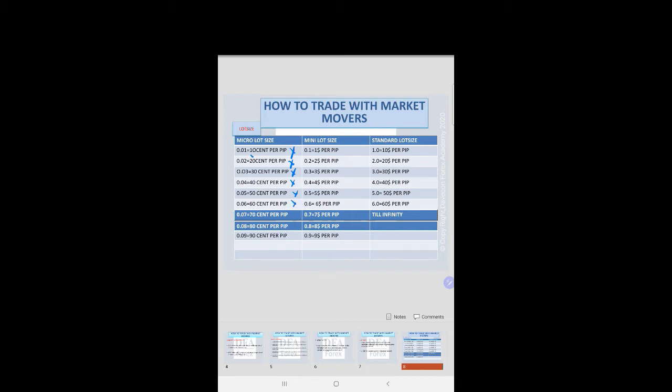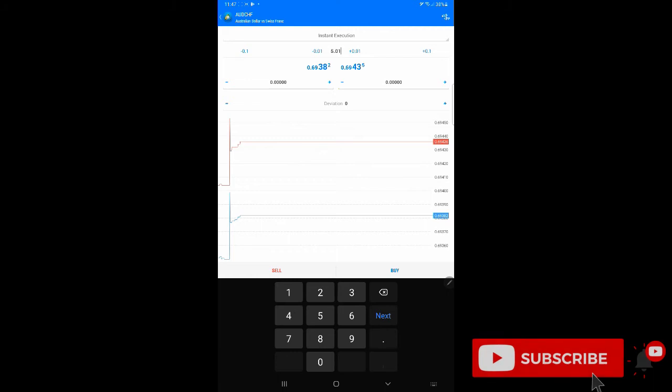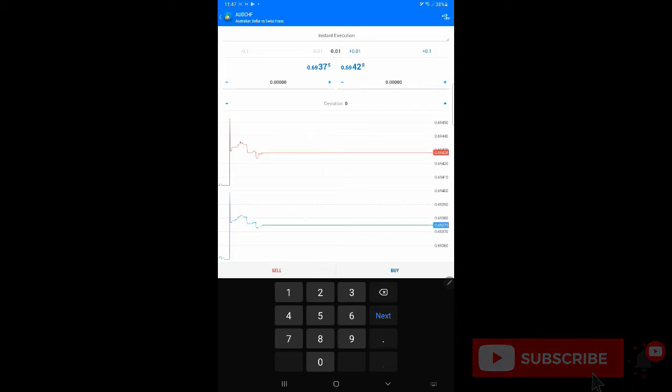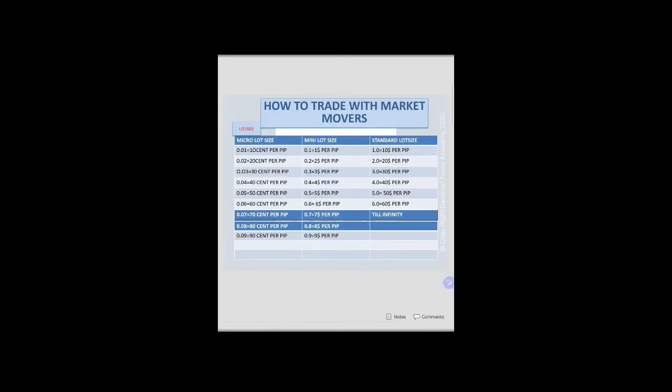All right, so meaning if I go to my MT4 and I type 0.01, it means in that 21 pips that we calculated, if I buy and I make profit, what I'm going to make is, look at this, 10 cents per pip. So for each pip I make 10 cents, because I used 0.01 on that lot size zone.